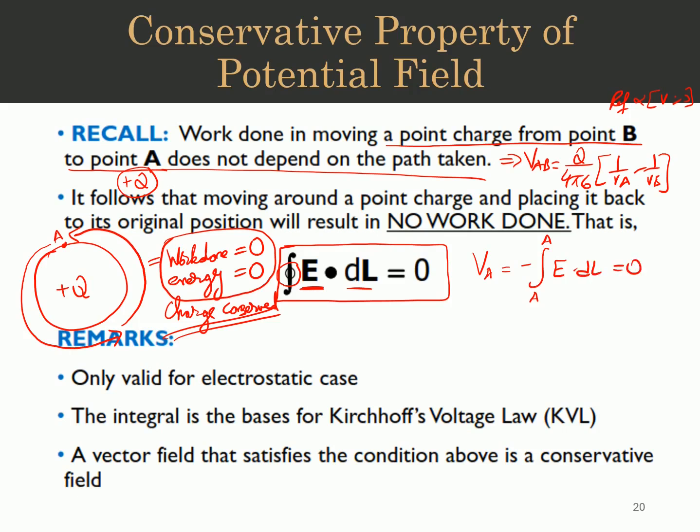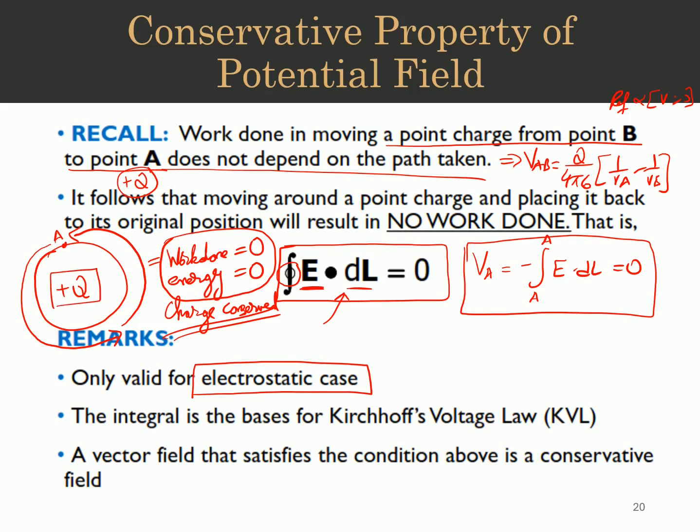So this is the mathematical expression which tells us that we are working with a conservative field, which means that no amount of energy is wasted and the work done is 0. And this is a special case that is only valid when we have electrostatic charges, which means that the charges are at rest, which means the source charge over here. Or the other charge as well, which is brought from point B to point A, and then we start moving it around the source charge, which is plus Q in this case. So this is what is known as the conservative property of a potential field.